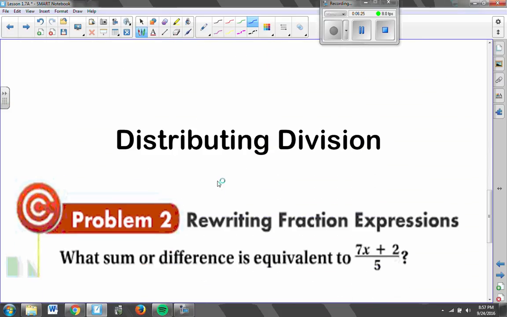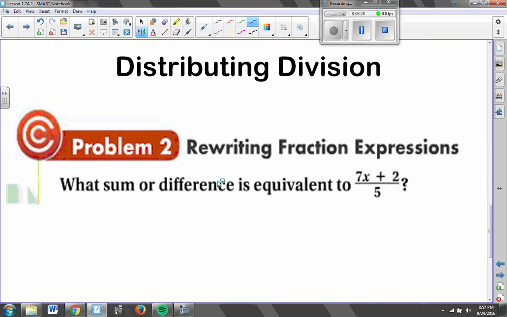Now the last thing we have to do is distributing over a division sign, okay, which a lot of times is going to show up as a fraction.